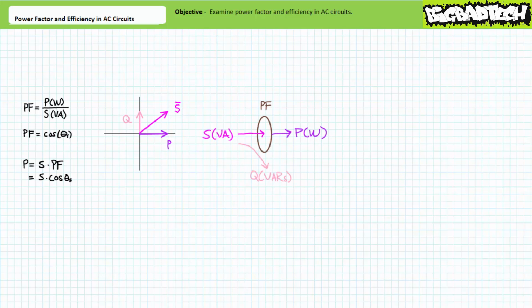This is where it's helpful to think of power factor as a filter through which apparent power must pass. Power factor basically lets real power pass through and strips apparent power of the reactive dimension. Volt amperes of apparent power go in, and watts of real power come out. VARs of reactive power are removed from consideration.